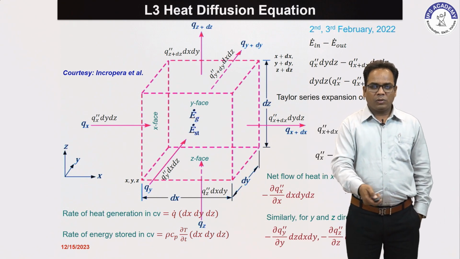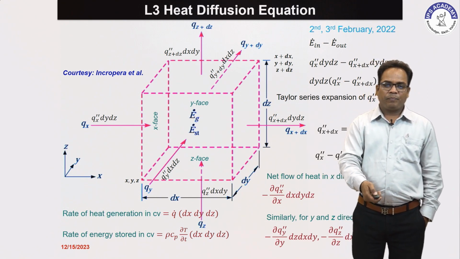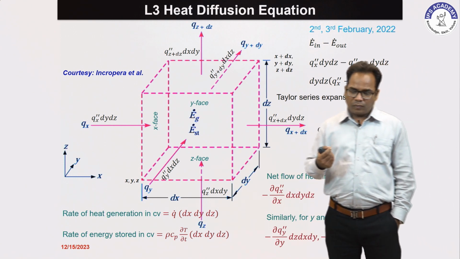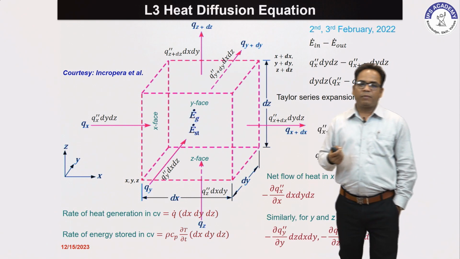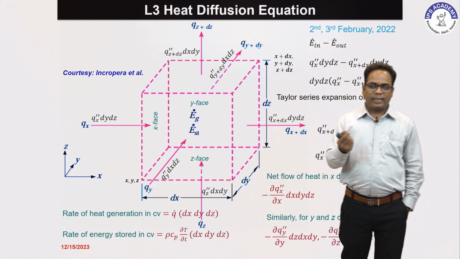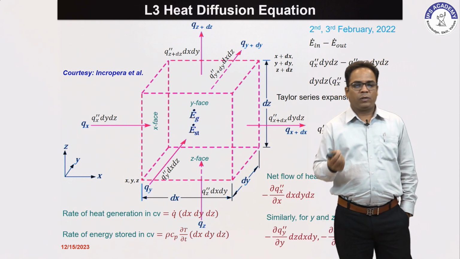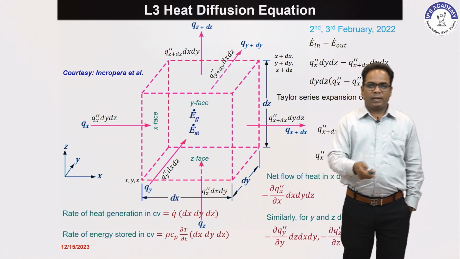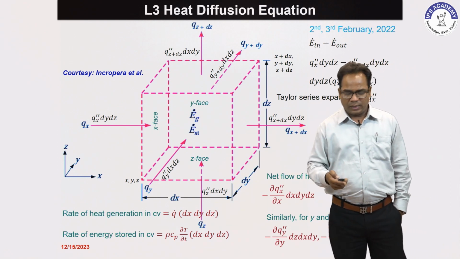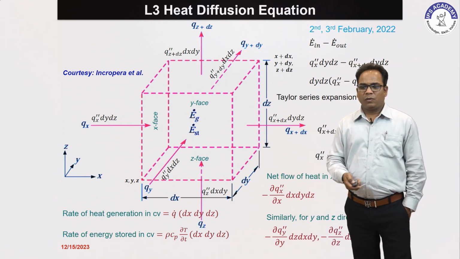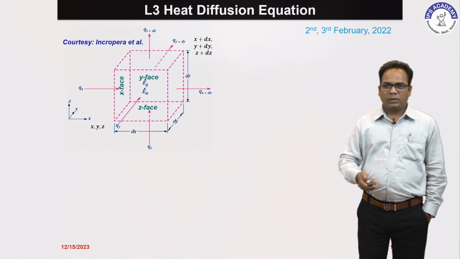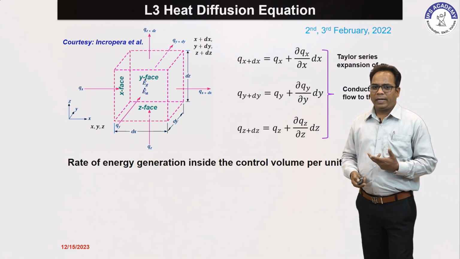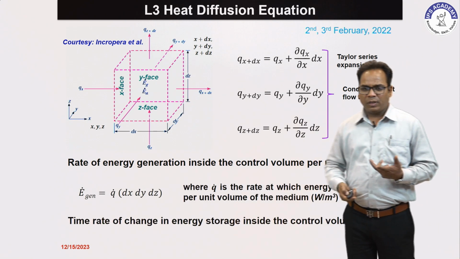So that is rho Cp delta T upon delta t, where capital delta T represents the change of temperature, whereas small t represents the change of time. So that is the change of temperature with respect to time, and per unit volume. So this is the rate of change of energy within the control volume. So we have all the information about the amount of energy which enters into the control volume and the amount which leaves from the control volume.